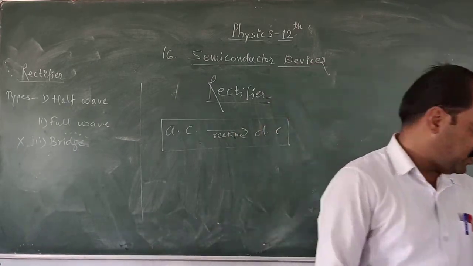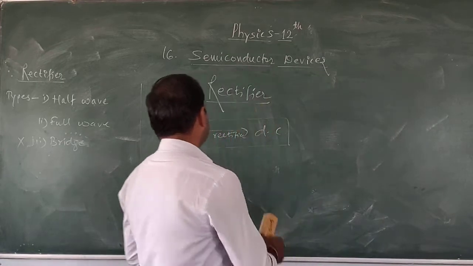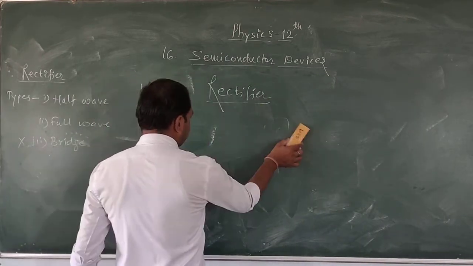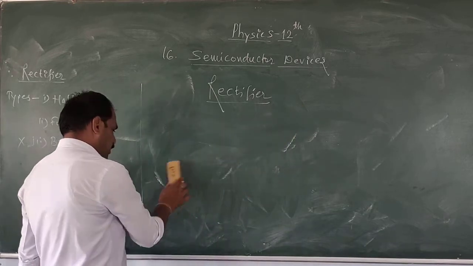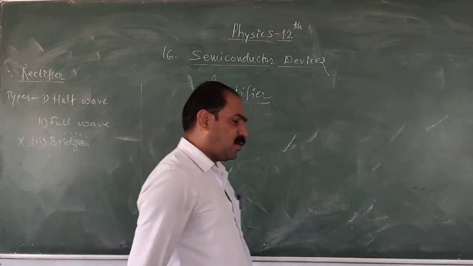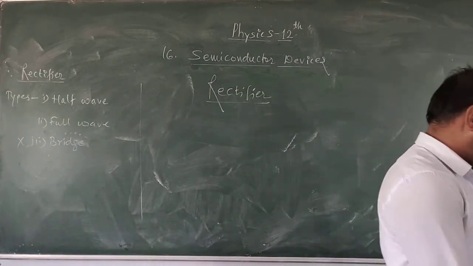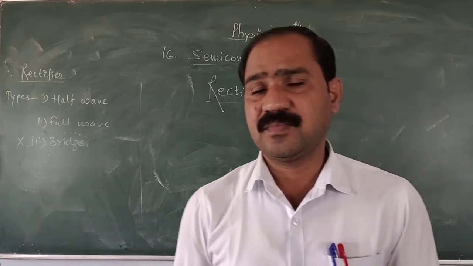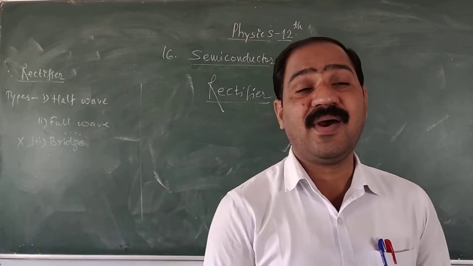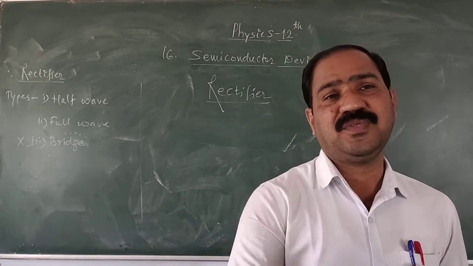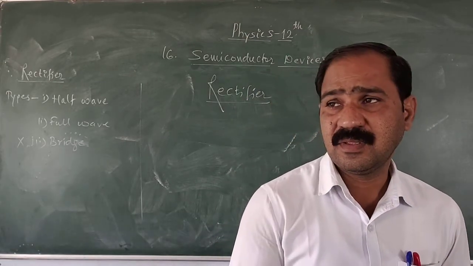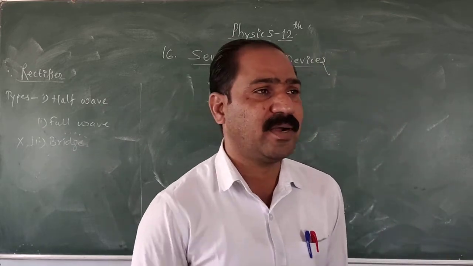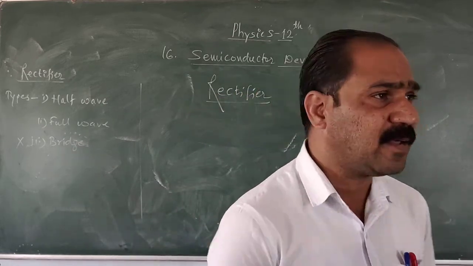The rectifier is a semiconductor device using diodes in it. The process of converting AC into DC is called rectification. What is the name of the device? Rectifier. The device which is used to convert AC into DC is called a rectifier.